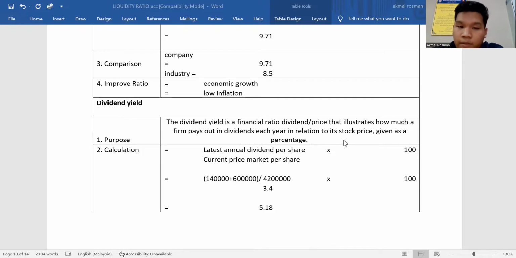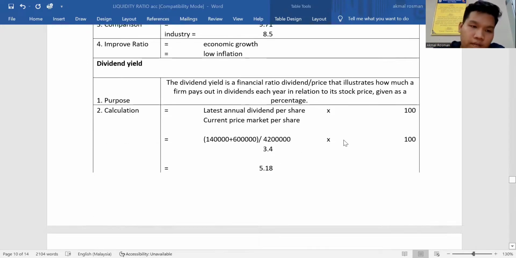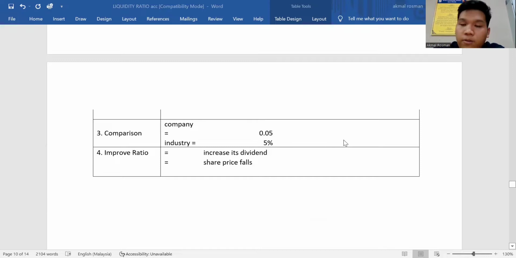And as you can see, 140,000 plus 6 million divided by 4,200,000 and divided by 3.4 times 100 equals 5.18. And to compare company and industry, the company has 0.05 and industry has 5%. And to improve the ratio, we must increase its dividend and the share price must fall.